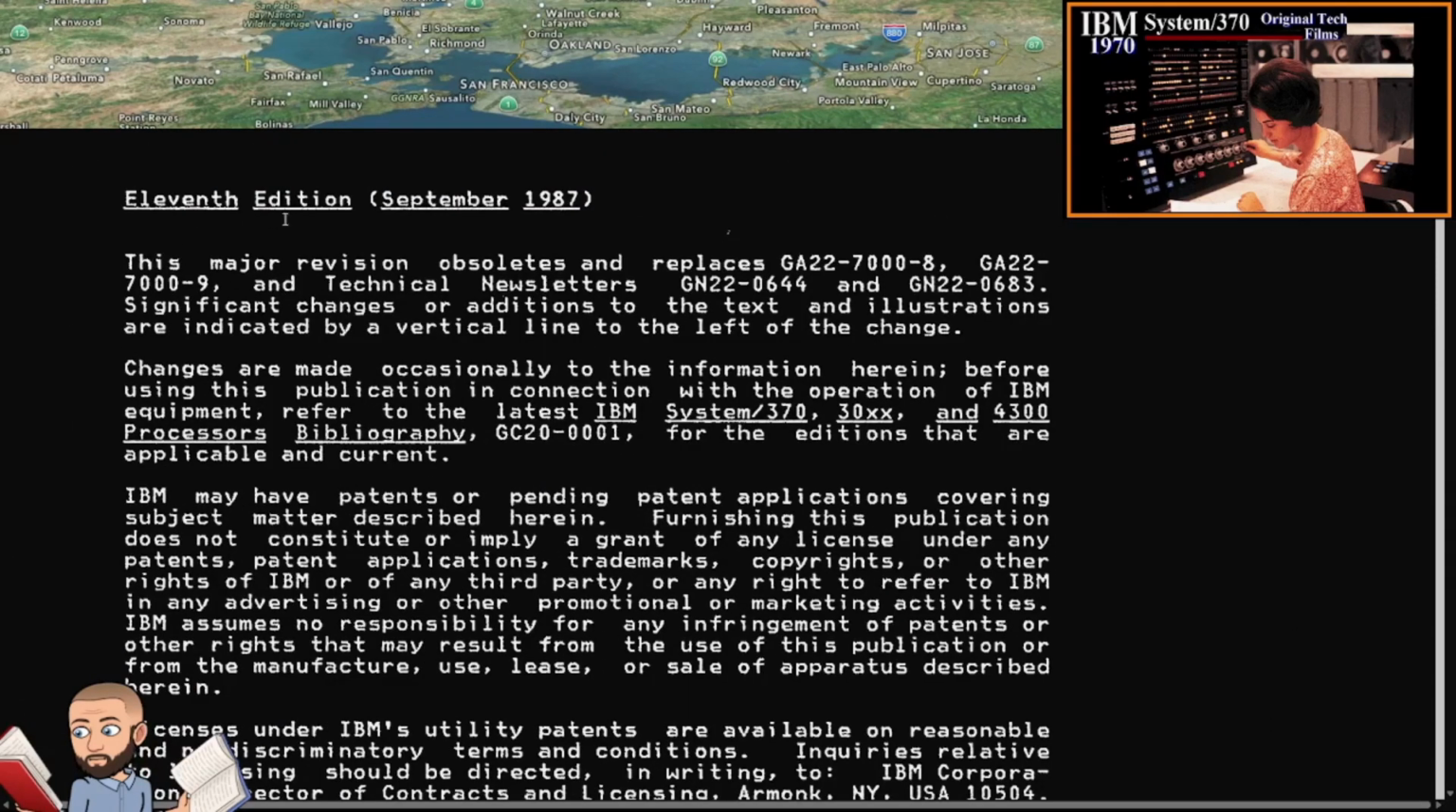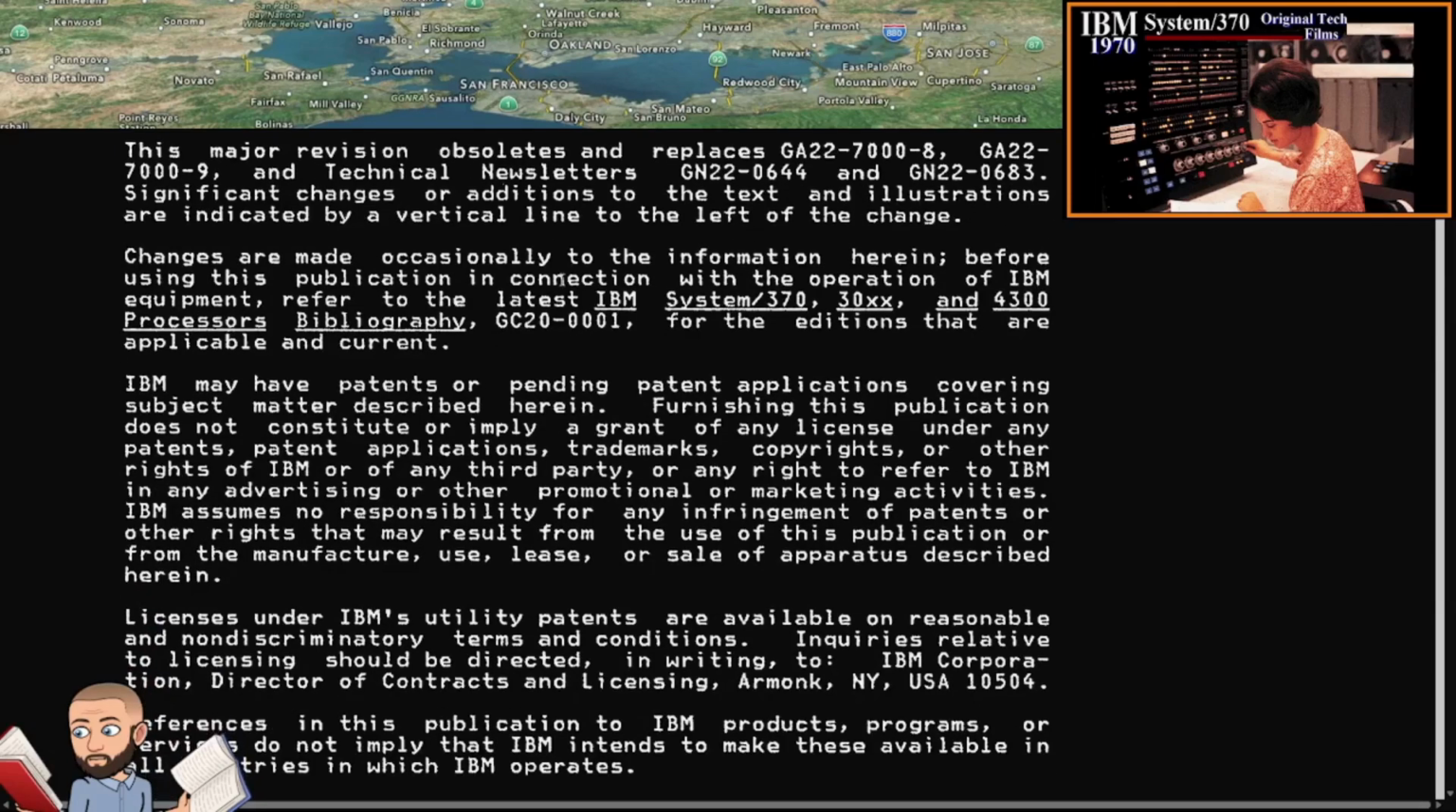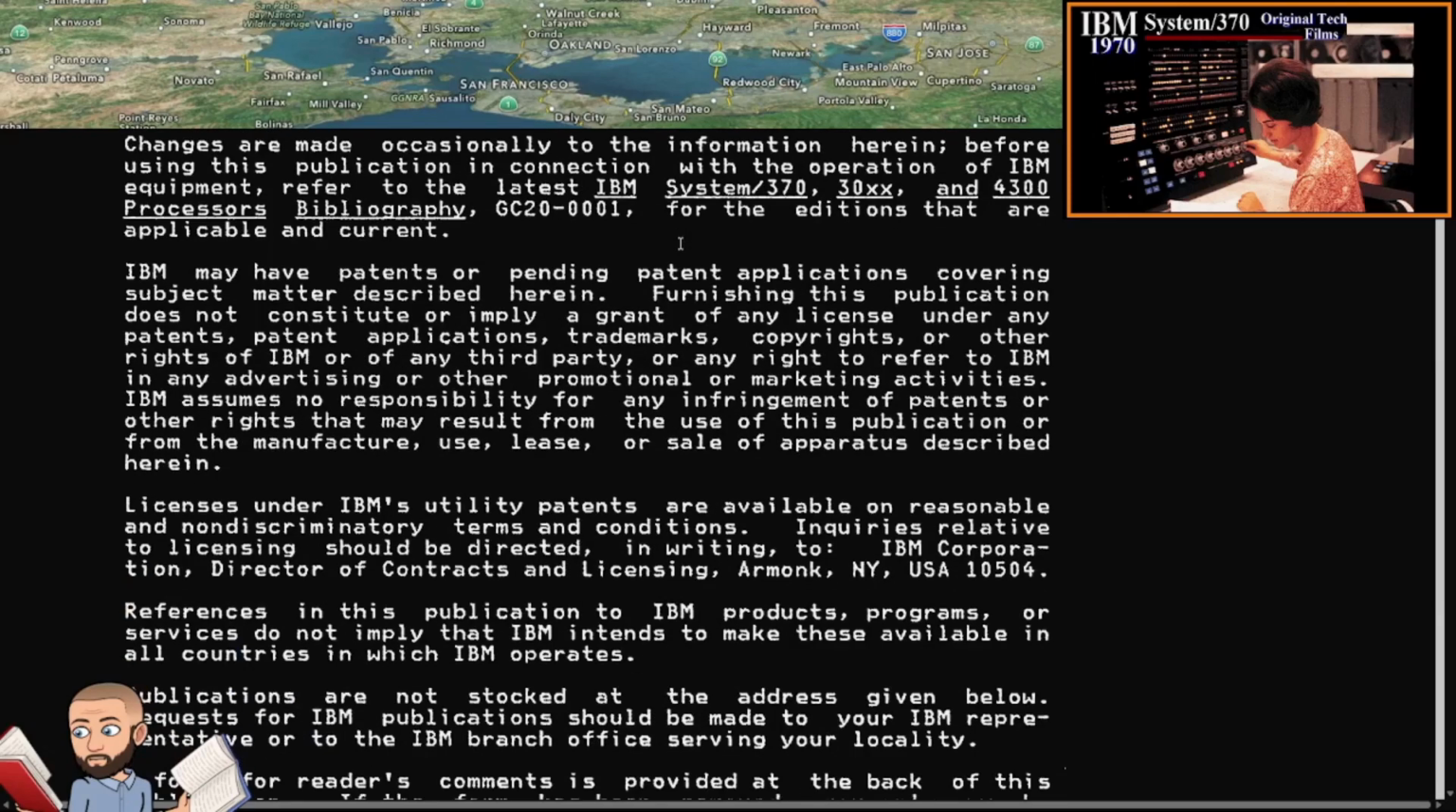I'll be reading from the 11th edition, which came out in September 1987, it looks like. This major revision obsoletes and replaces, and then they put the publication number, 2 of them, and then technical newsletters. I guess technical newsletters has numbers. There's 2 of those. Significant changes or additions to the text and illustrations are indicated by a vertical line to the left of the change.